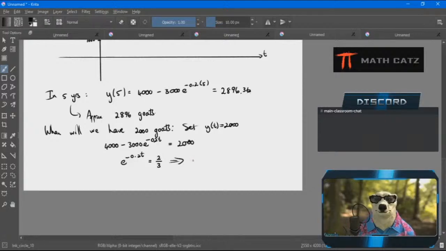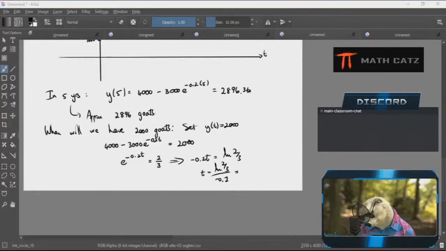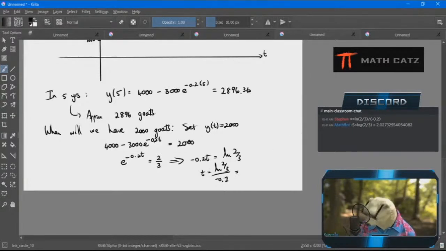I'm just running out of space here a little bit. So then I get negative 0.2t equals log of 2/3. So t equals log of 2/3 over negative 0.2. Let's see what that is. And we get 2.03. So when will we get that? At approximately the 2-year mark, we will have 2,000 goats.